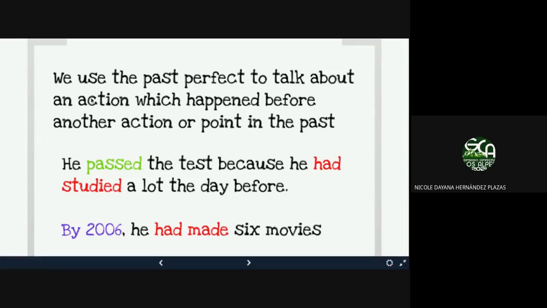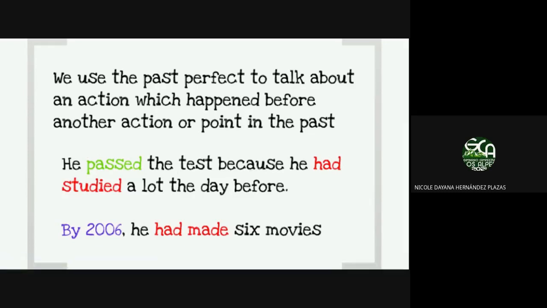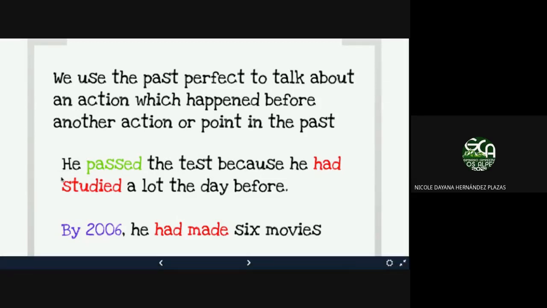So we have these two examples. Keep it in mind. I am going to put the sentence that goes first, like in simple, and the one that happens like before on red. That is, past perfect. So look at this. He passed the test because he had studied a lot the day before. So take a look to this one. What came first? ¿Qué vino primero? ¿Qué pasó el examen o qué estudió? What happened first? ¿Qué pasó primero? Estudió. Estudió, exactly.